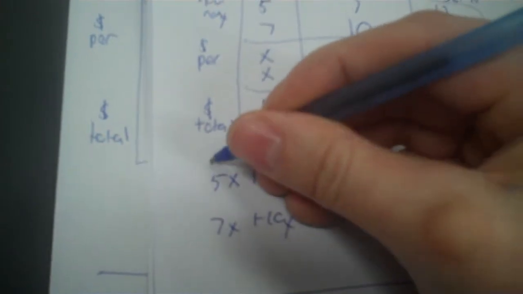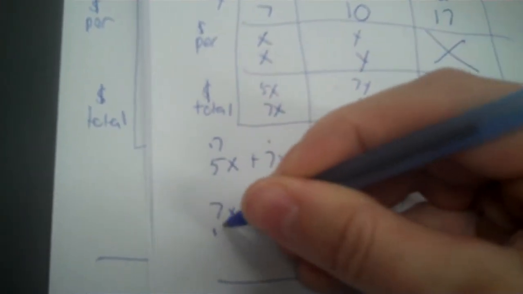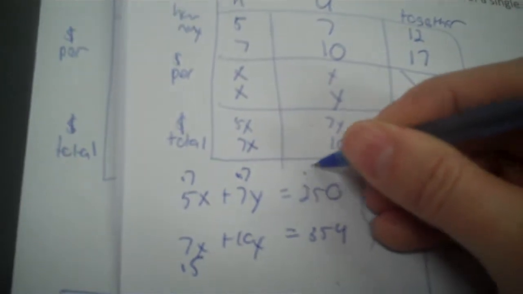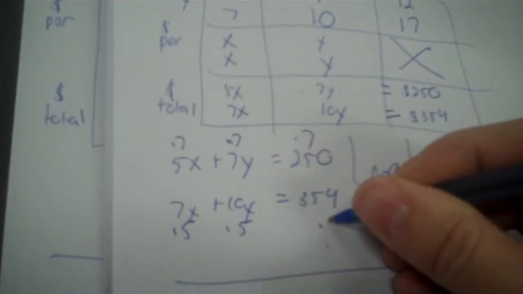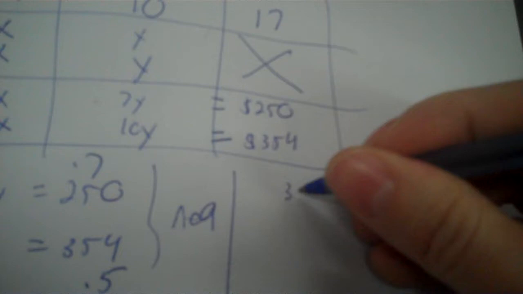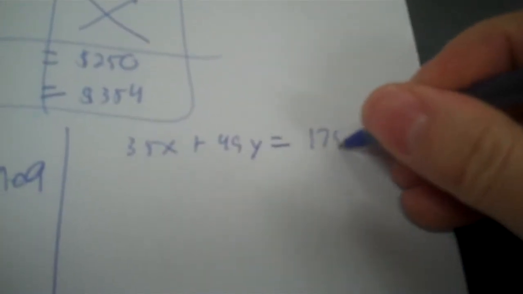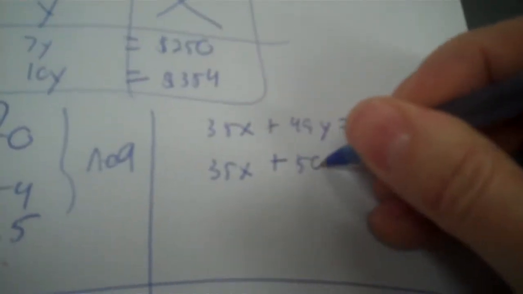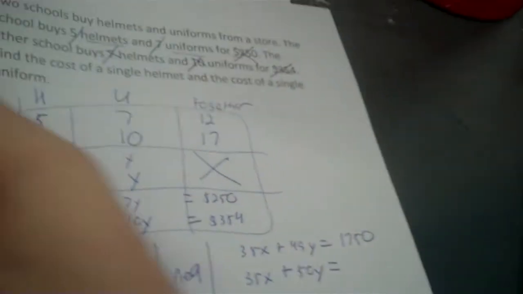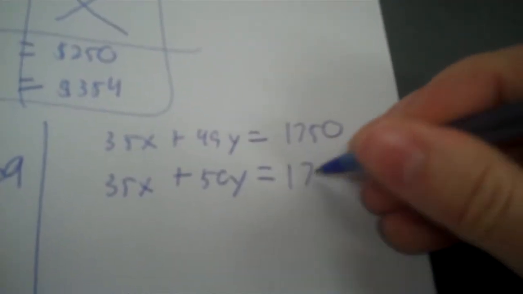So you got to take this 7 times everything, and here by 5. So I got to times the rest of this by 7, and the rest of this by 5. So it's 35X plus 49Y, and then 250 times 7 on a calculator is 1,750. Then that's going to be 35X. 10Y times 5 is 50Y. And then 354 times 5 gives you 1,770.